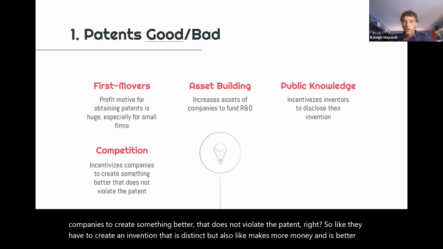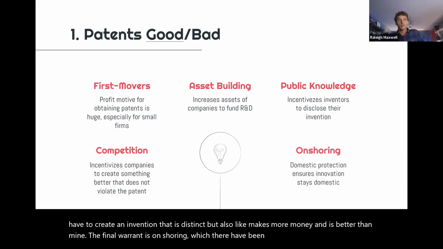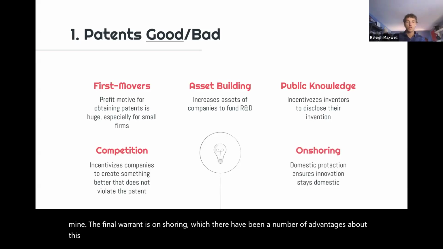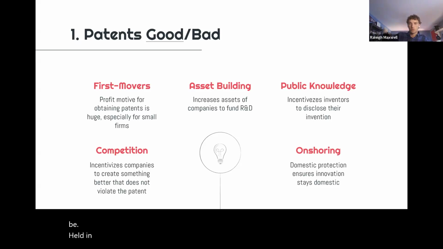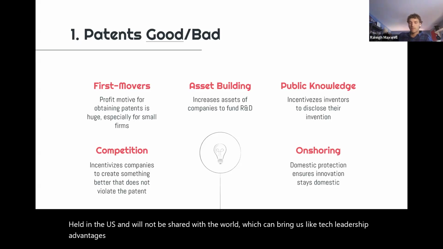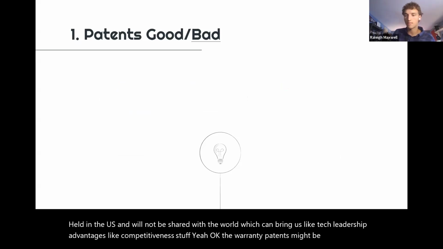The final warrant is onshoring, which there have been a number of advantages about this year. But if we have more domestic protection for our patents, that means that more innovation will be held in the US and will not be shared with the world, which can bring us tech leadership advantages, like competitiveness stuff. Yeah. Okay, the warrants why patents might be bad.